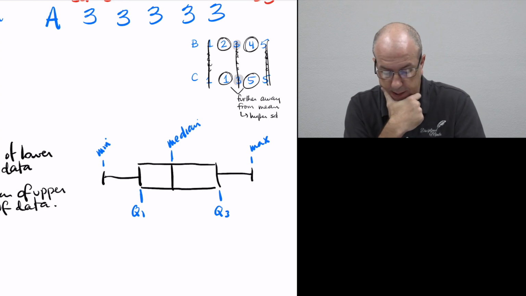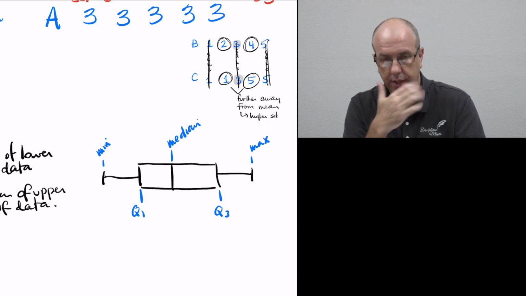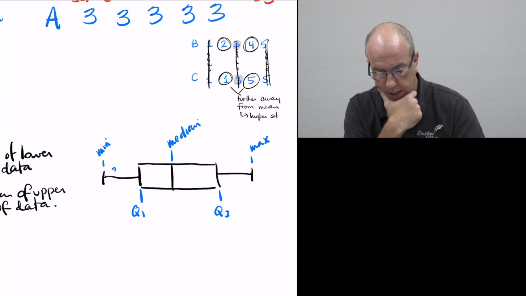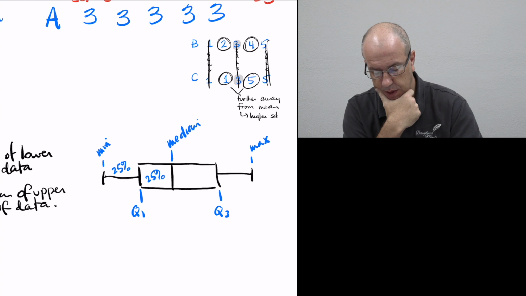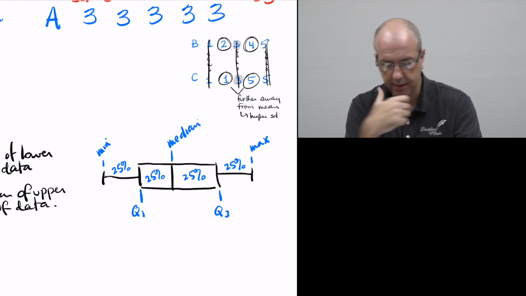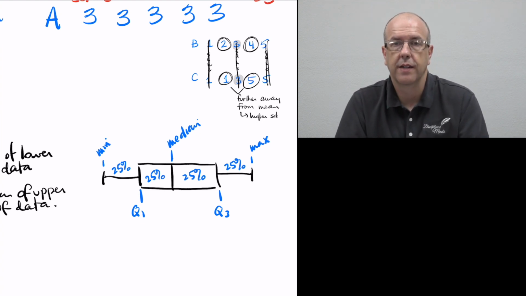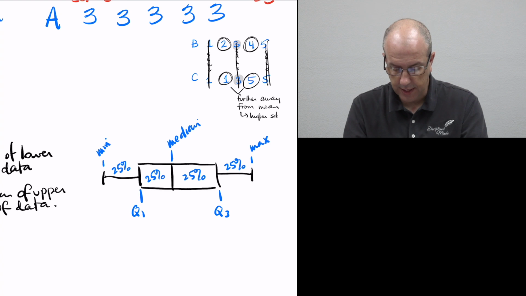And each section of this between the minimum and the Q1 is 25% of the data, right? So between Q1 and the median is 25%, between the median and Q3, and between Q3 and the max. All of that is 25% of the data set.